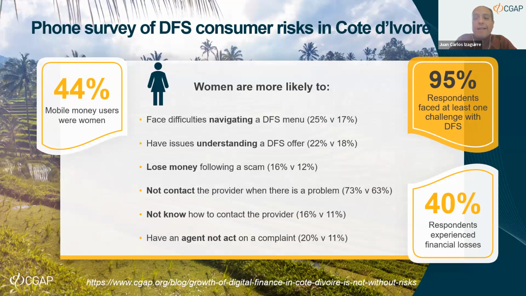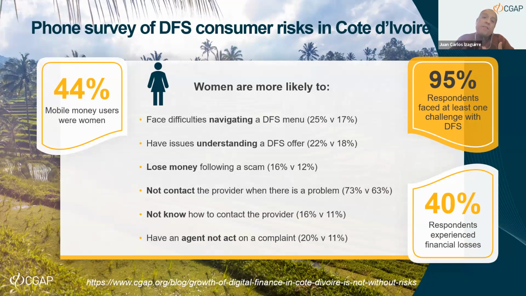And women are especially more likely to face different types of difficulties. For example, navigating a menu of digital financial services: 25% of women face those types of difficulties compared with 17% of men. Also, women are more likely to have issues understanding an offer of digital financial services, including the terms and conditions. What we also saw, which is quite concerning, is that women are more likely to lose money following a scam.